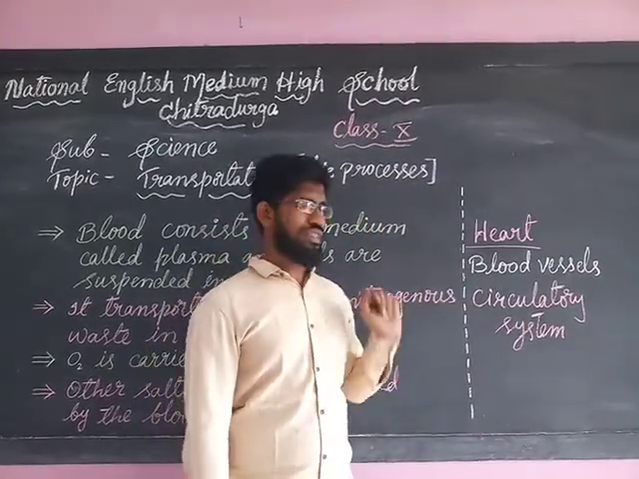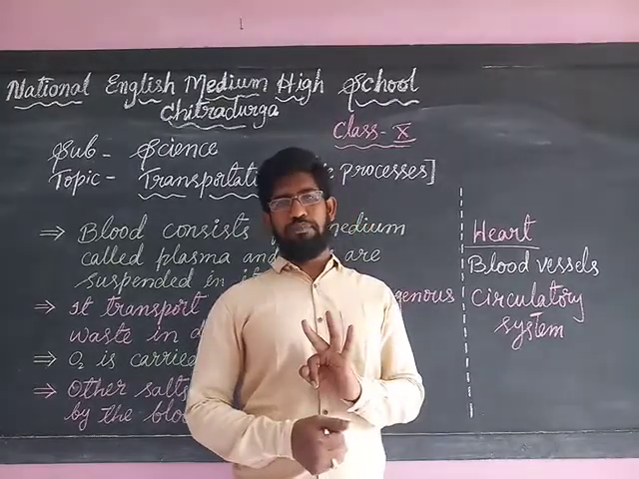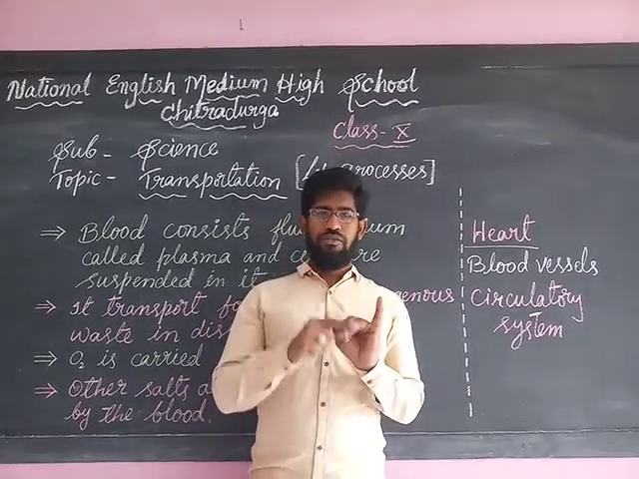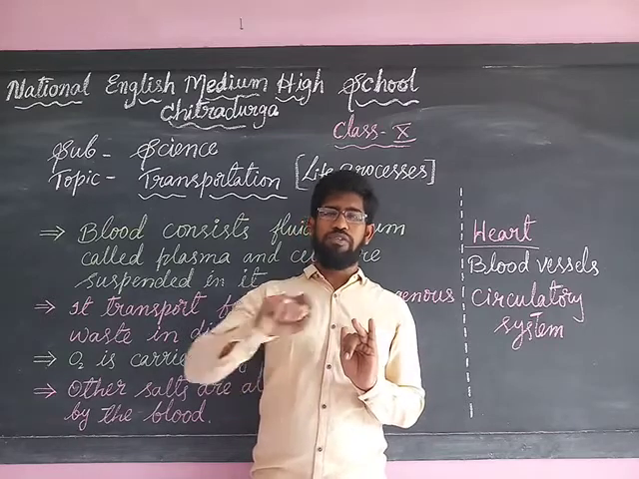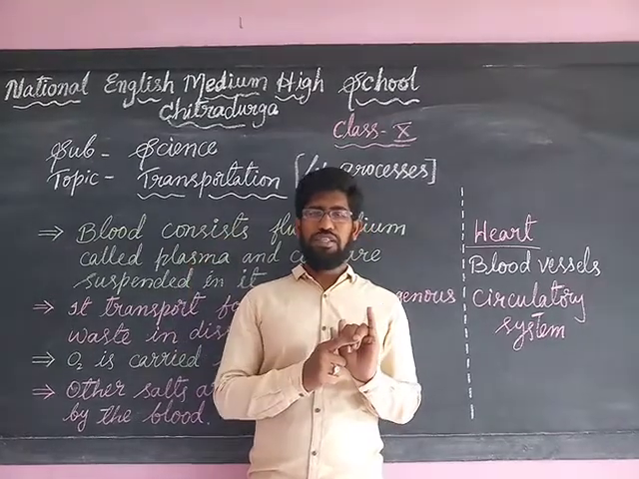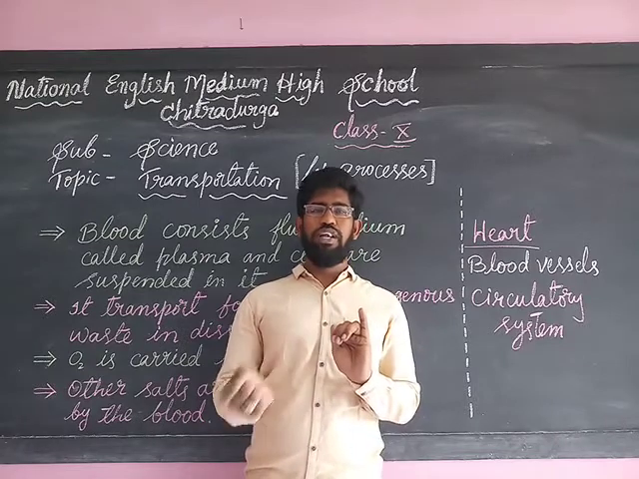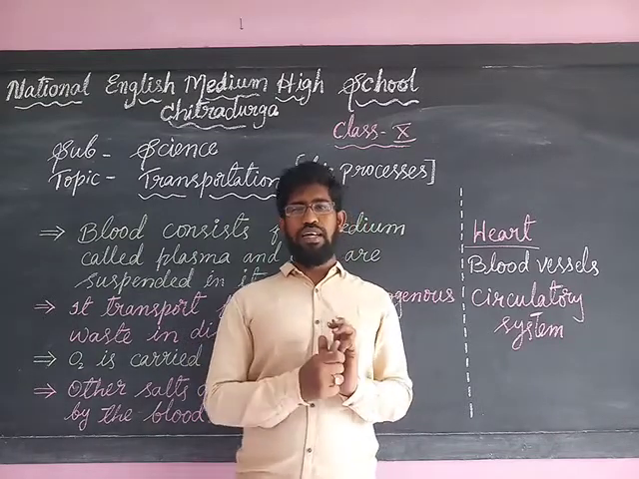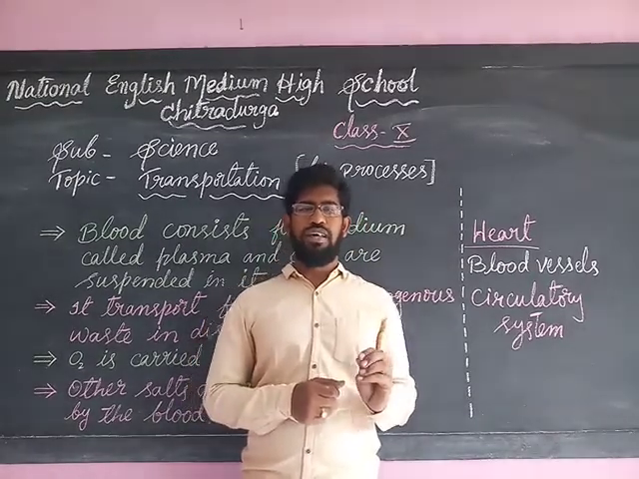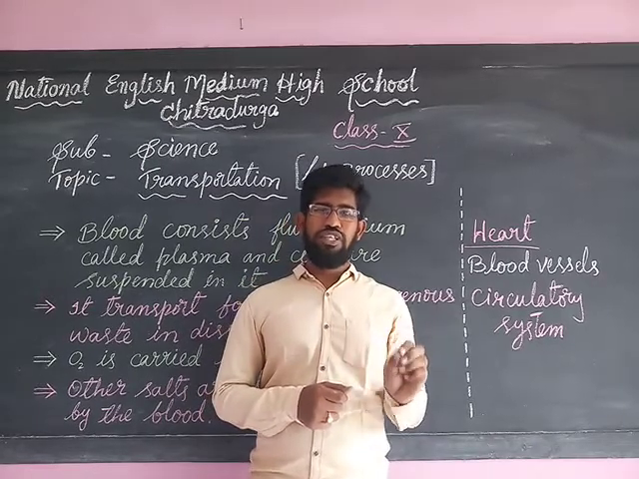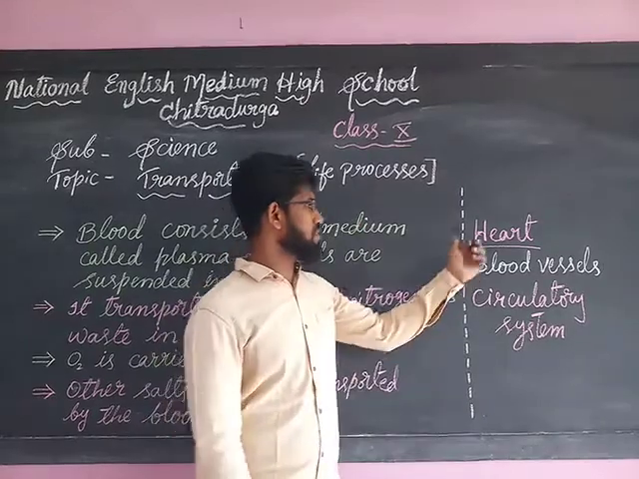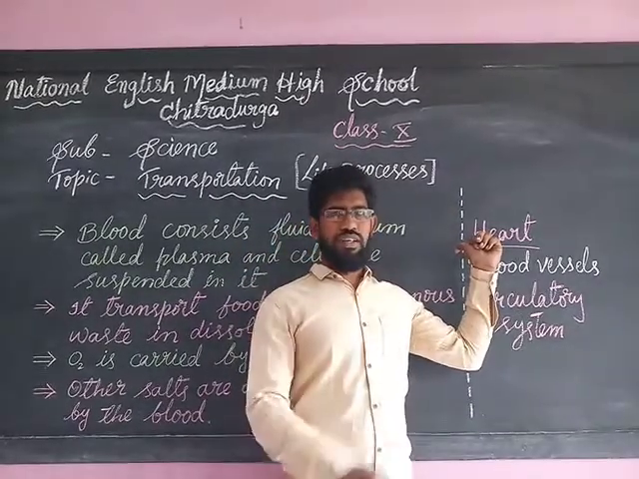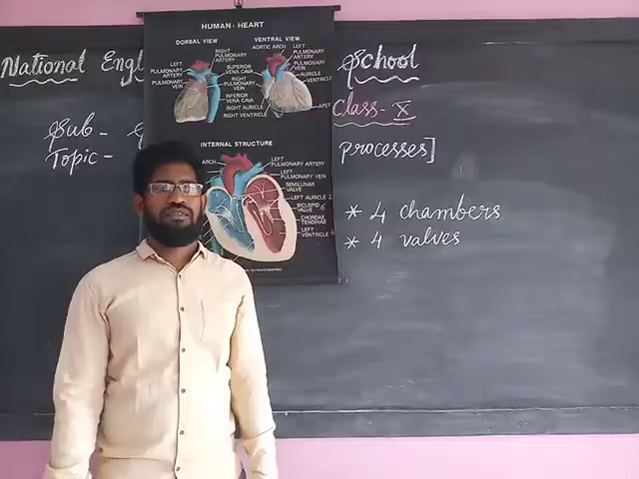First, blood vessels. The blood vessels are of three types: arteries, veins and capillaries. Arteries help to take the blood away from the heart, and the veins help to bring the blood to the heart, and the capillaries help to supply the blood to each and every tissue and cell of our body. Understood, everyone? Now let's study the human heart in detail.